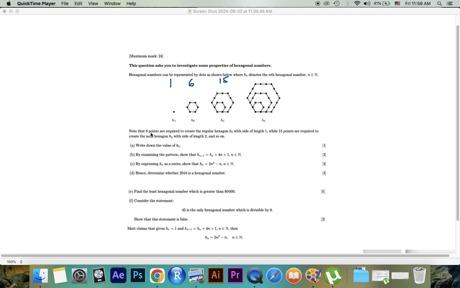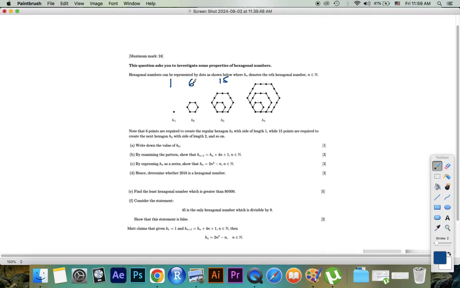Note that 6 points are required to create the regular hexagon H2. So we have labeled that also, that 6 points are required for the second one. For the third one, if you count, it will be 15, and that's what they have written. Okay, so they are asking first, write down the value of H5. What pattern do we see here? We see that between 1 and 6 there is a gap of 5. And then between 6 and 15 there is a gap of 9.